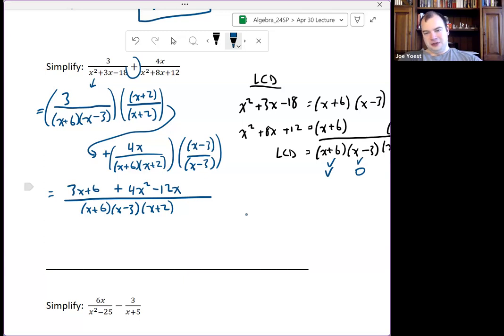Let me simplify that numerator by combining together a couple of terms. I have a 4x squared, minus 12x plus 3x is a minus 9x. Got those two, and then plus 6, over (x + 6)(x - 3)(x + 2).